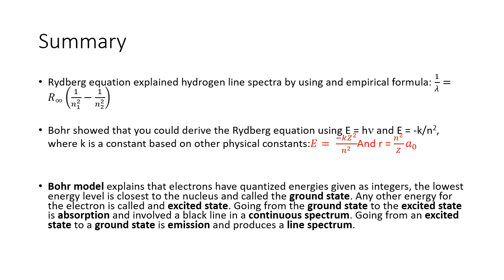The Bohr model explains that electrons have quantized energies given as an integer. The lowest energy level is the closest to the nucleus, and it's called the ground state. Any other energy for the electron is an excited state. Going from the ground state to the excited state is absorption, and it involves a black line in the continuous spectrum. Going from an excited state to a ground state is emission, and that produces a line spectrum.